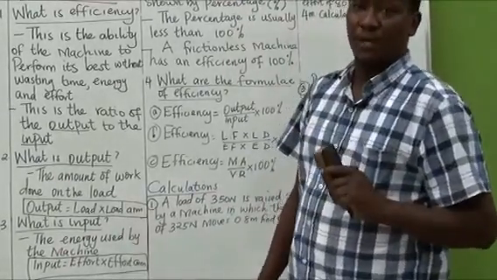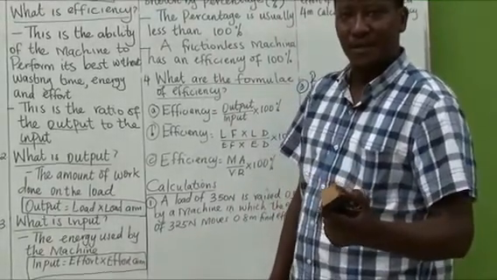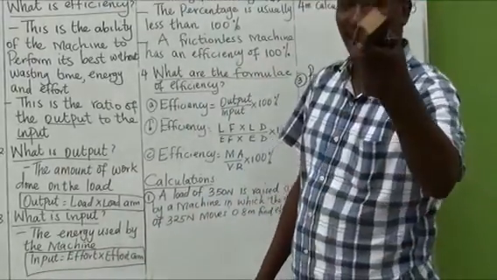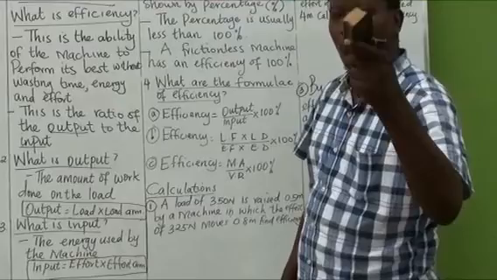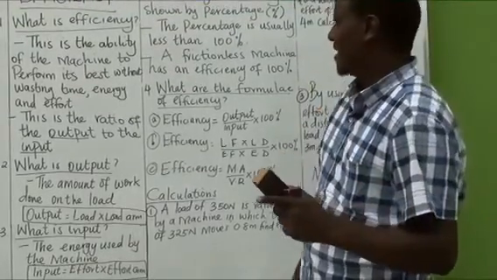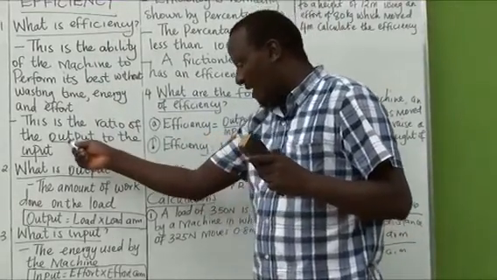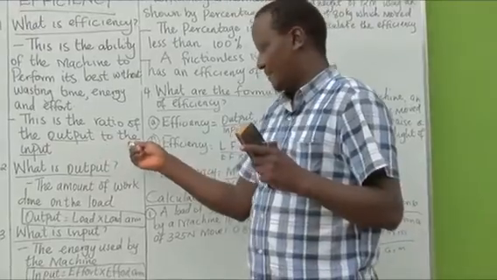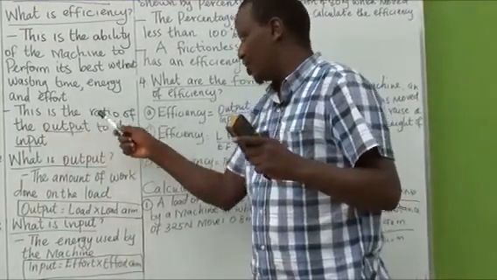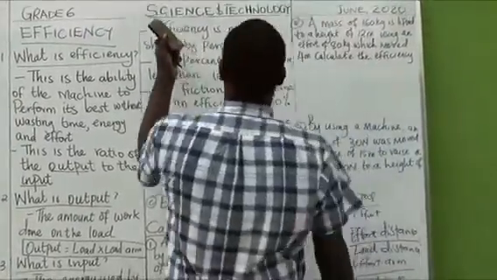What about input? Input is the energy used by the machine, the effort. Input can also be calculated by getting the effort force times the effort arm, or effort force times the effort distance. So my dear learners, we go back here, we say that efficiency is the ratio of the work done on the load to the energy used by the machine, meaning the ratio of the output to the input. Thank you very much.